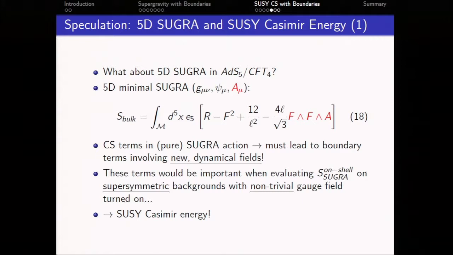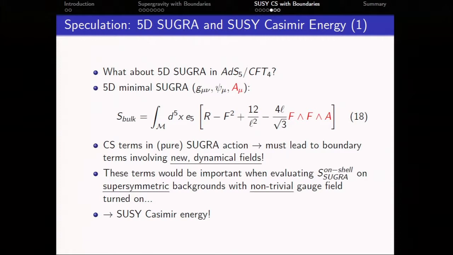I'll get to what the supersymmetric Casimir energy is in a moment, but I want to highlight first that if you're looking at 5D supergravity, so an AdS5/CFT4 setup, minimal supergravity has the metric, gauge field, and a gravitino, and your gauge field has a Chern-Simons term. So if I just naively say this is a Chern-Simons term just like I was thinking of in three dimensions before, then I should probably have some new boundary terms which include new dynamical fields. Now, these terms would be important if I have some bosonic fields that I have to introduce on the boundary when evaluating the on-shell supergravity Lagrangian.